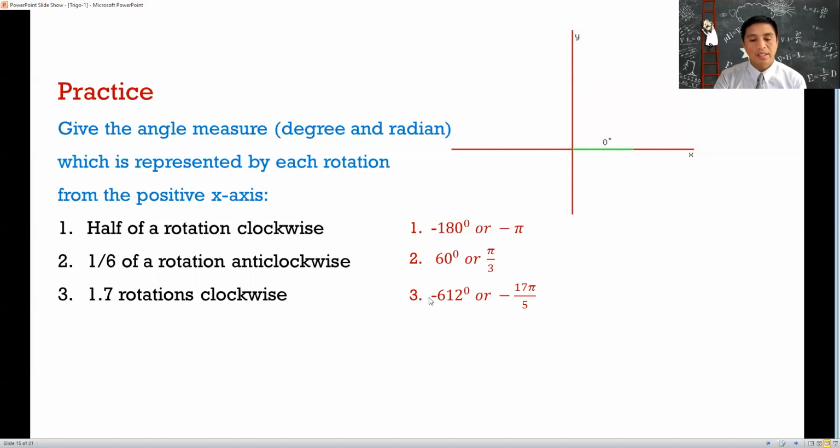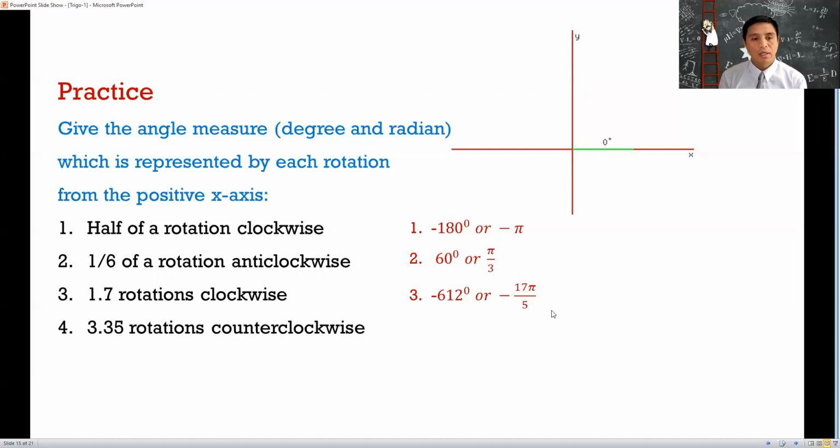Put a negative sign because your angle will be negative because of the word clockwise. So it's negative 612 degrees. When you convert it to radian form, it must be negative 17 pi over 5.